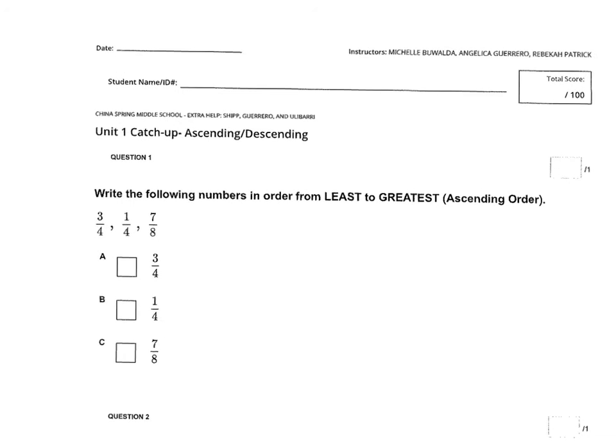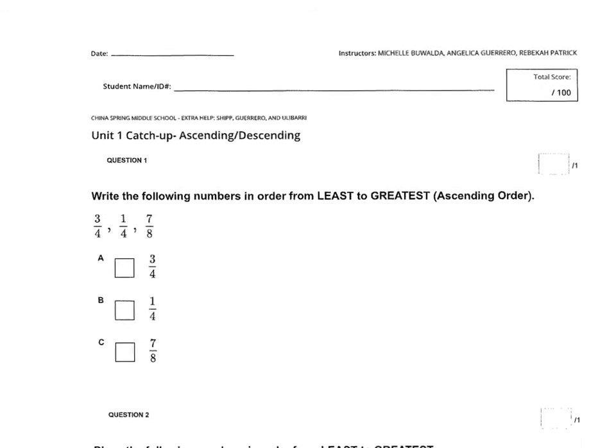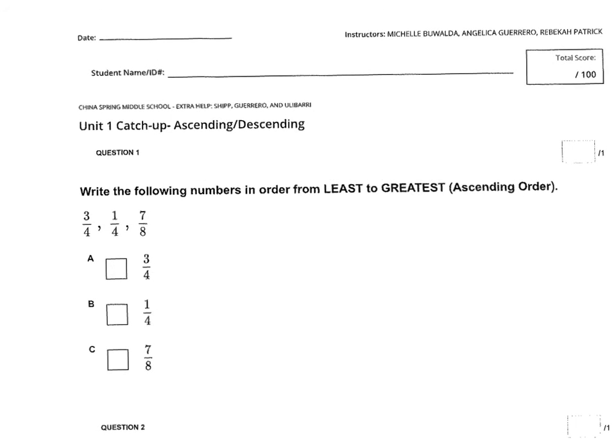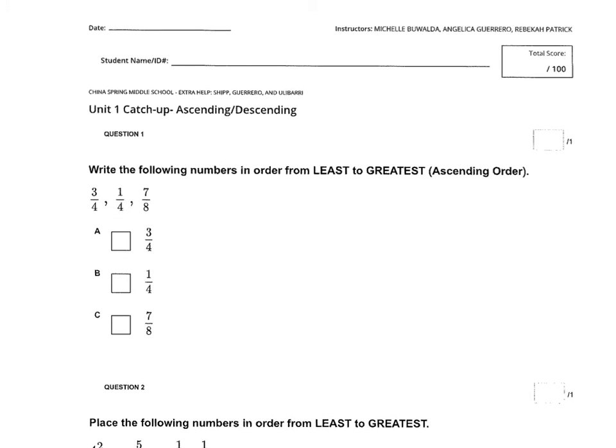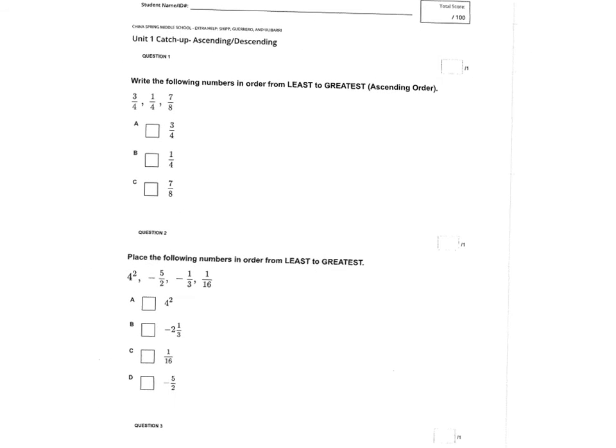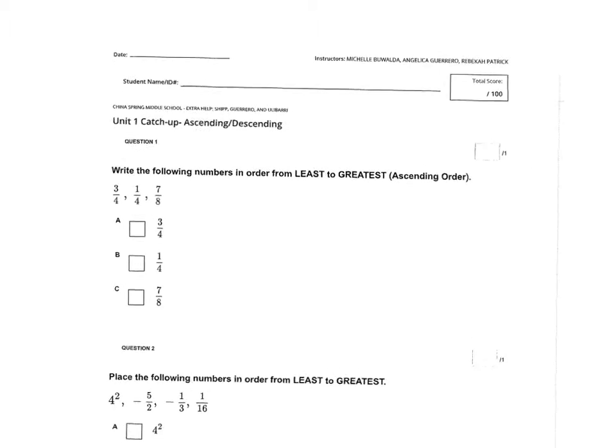Hey guys, so I printed this from Schoology, so when you go in and upload your answers, if you get a chance to do that, this is what it'll look like, and this is the same paper that you have also. So we're going to review ascending and descending from Unit 1. I'm going to go over a couple problems with you, and then the rest you'll be on your own.